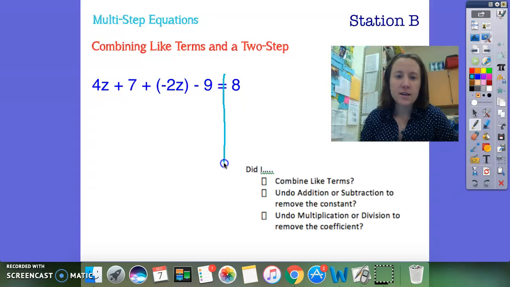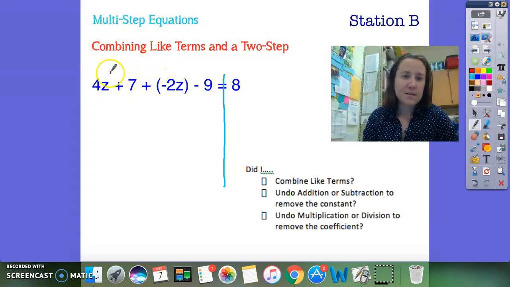So the very first thing I will do is draw a line down the middle to show that I'm keeping both sides balanced. And I'm going to use the strategy we talked about in class, how to identify the terms that I have that are like terms. So here I have z with a coefficient of 4, so I'm going to box that. And as I'm looking through my problem left to right, I see I have a 7, and I can't combine that with 4 times z.